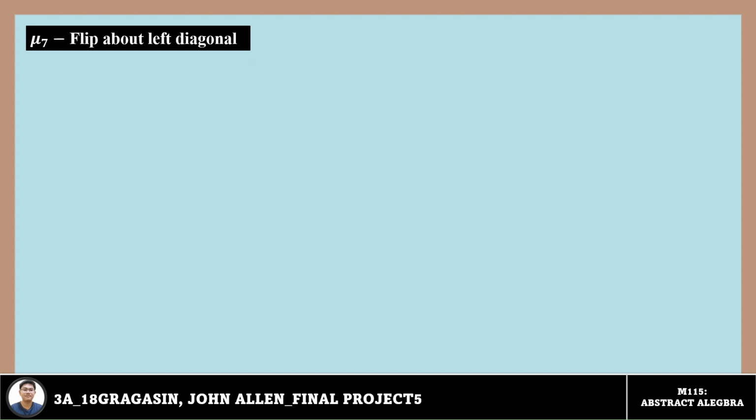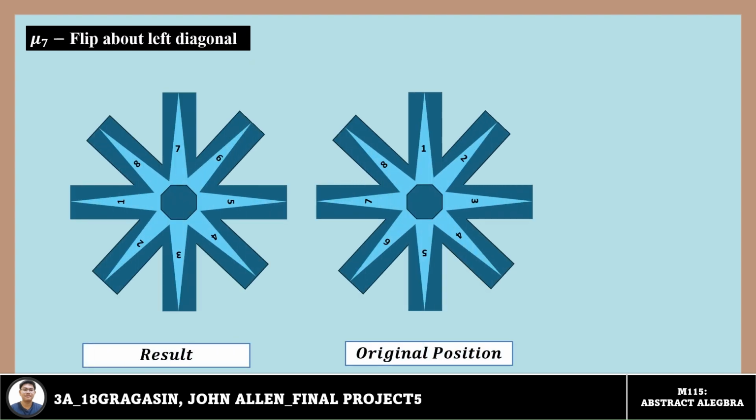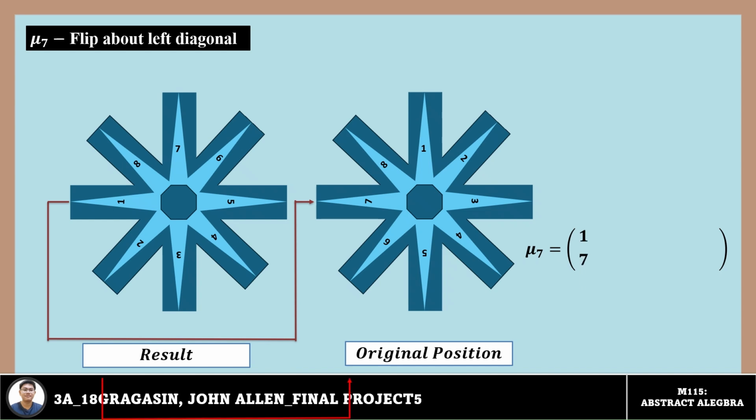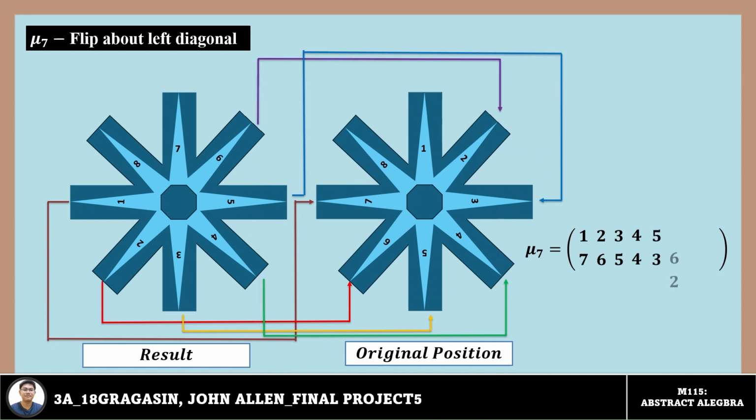So next we have here the flip about left diagonal. We have here the original position and we have here the result. So we have here mu sub 7: 1 is to 7, 2 is to 6, 3 is to 5, 4 is to 4, 5 is to 3, 6 is to 2, 7 is to 1, and 8 is to 8. So these are the elements for our mu sub 7.